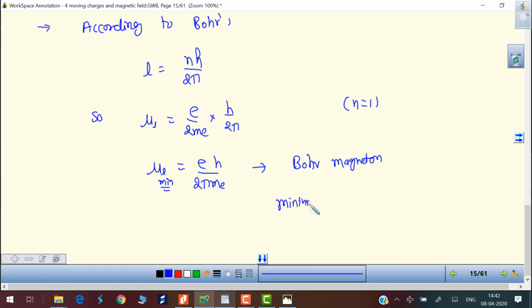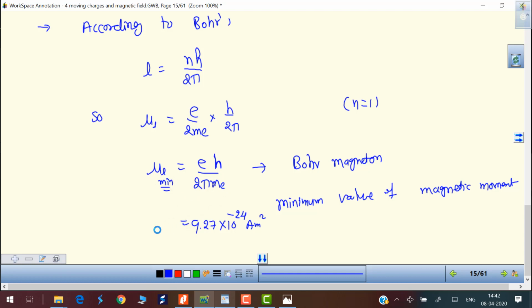This is the minimum possible value of magnetic moment at the atomic level. If you put in the values of e, the charge of the electron, h, the Planck constant, and me, the mass of the electron, it comes out to be 9.27 into 10 raised to minus 24 ampere meter square. If n is equal to 2, then double of this, if n is equal to 3, then 3 times this. So this is the minimum possible value of magnetic moment at the atomic level.